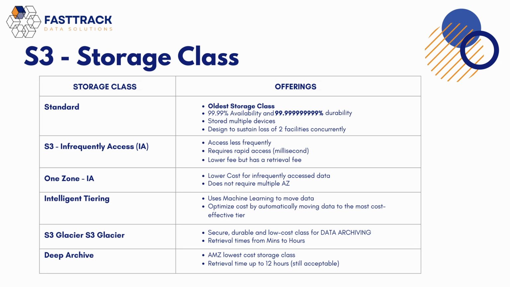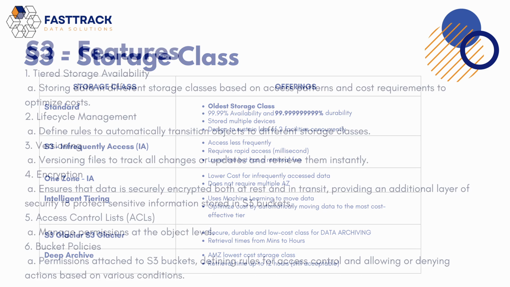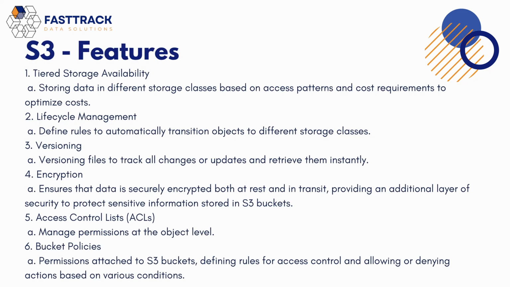S3 Glacier, for archival, low cost, retrieval in minutes to hours. S3 Glacier Deep Archive, cheapest, long-term storage, retrieval in hours. Here are the key features of S3. Tiered storage availability: choose storage classes, Standard, IA, Glacier to balance cost and access needs. Lifecycle management: automatically transition or delete objects based on rules to optimize costs.